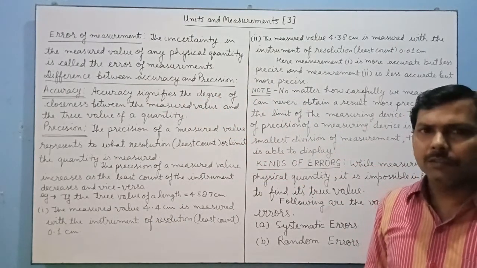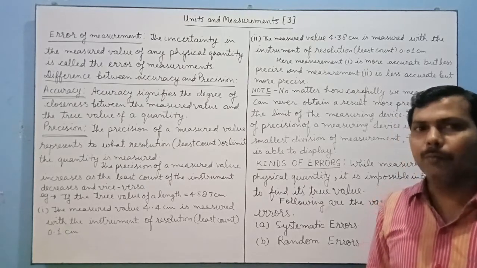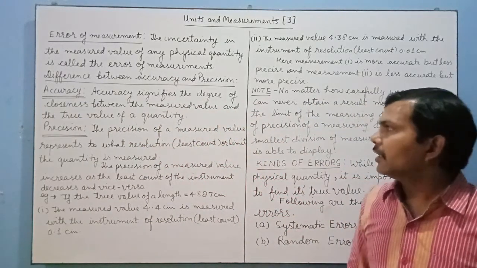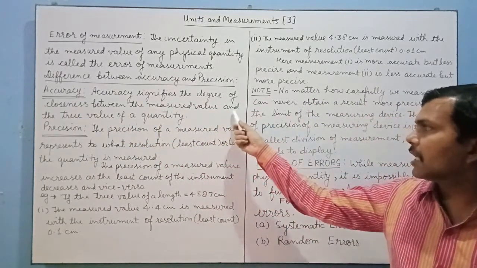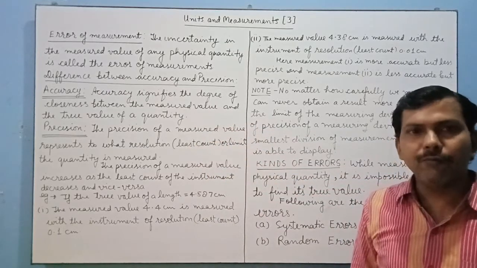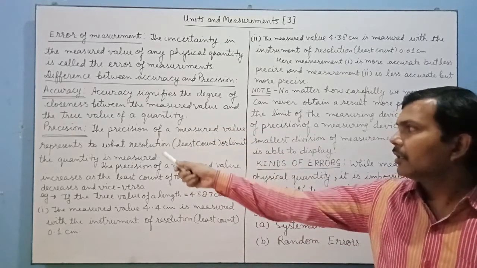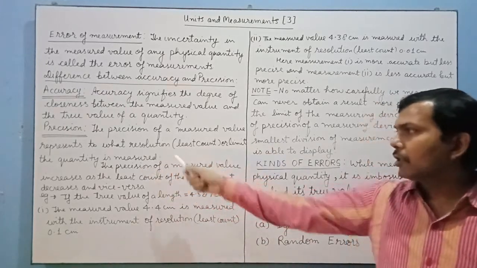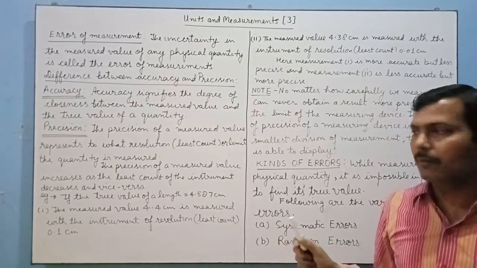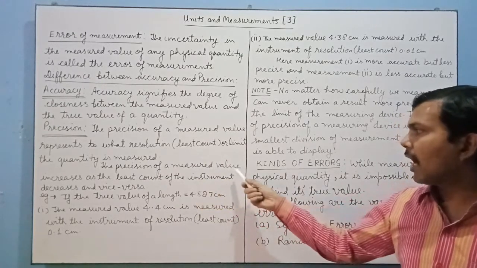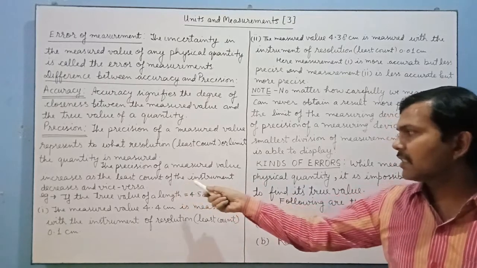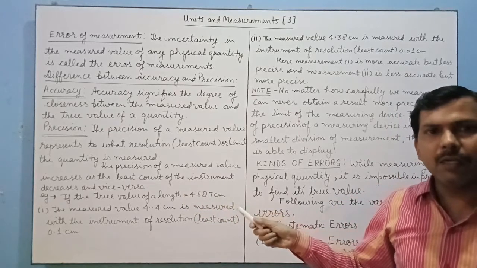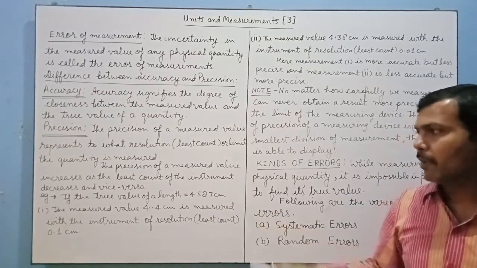Now we will see the difference between accuracy and precision. First, accuracy signifies the degree of closeness between the measured value and the true value of a physical quantity, and the precision of a measured value represents to what resolution the physical quantity is measured. The precision of a measured value increases as the least count of the instrument decreases and vice versa. We will clear it with an example.